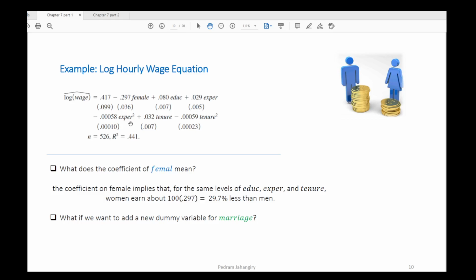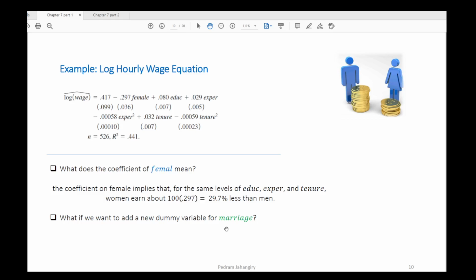Then we were discussing the example where we were looking at wage versus education, experience, tenure, and gender. Specifically, we use a dummy variable female in the model. And we said that, okay, it seems that in this model, on average, females are earning 20.7% less than males, holding everything else constant. Then we discussed the idea: what if you want to add a new dummy variable in the model? And that new dummy variable is marriage, right?